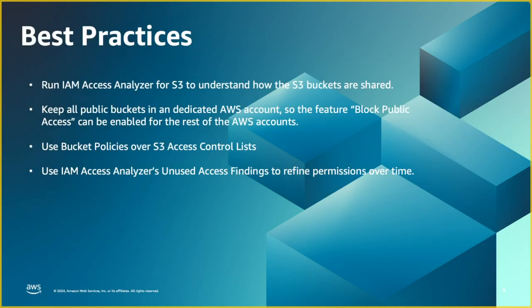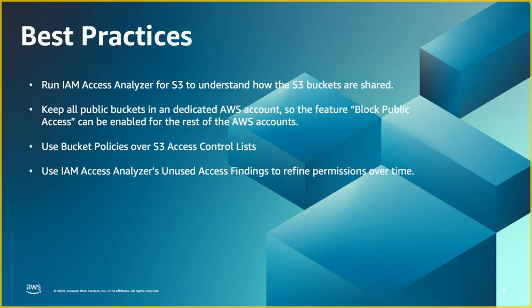Here are some of the best practices that we would like to share with you. The first one is using the capability called IAM Access Analyzer for S3 to understand how the buckets are shared. For example, if you have been using S3 for a very long time in your organization, chances are you might have started with access control lists as an access management mechanism earlier. And then over the course of time, when bucket resource policies came into the picture, you would have started sharing using resource-based policy, bucket policy. So to understand and get a snapshot of which ones are shared through which method, you will use this capability. And we will touch on this when we come to the demo portion as well.